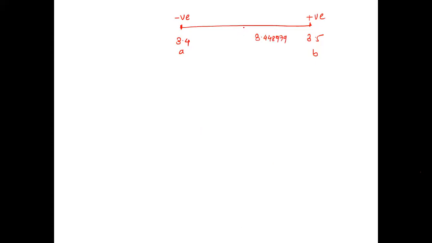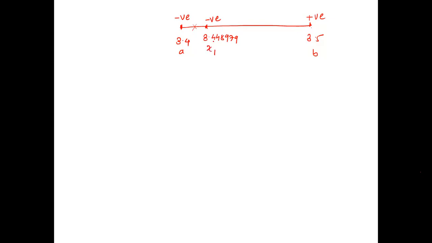8979 something. So it is between 3.4 and 3.5 somewhere, right? This value is in this, near 3.448979. This is somewhere here, and the value we got for this, f of x1, is negative. So the root cannot lie between these two, negative and negative. So the root lies between these two now.